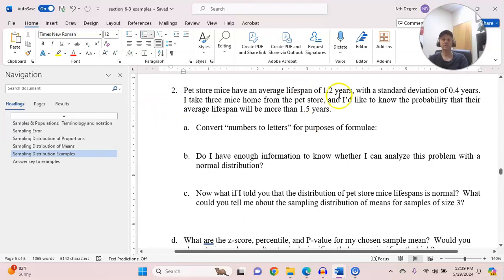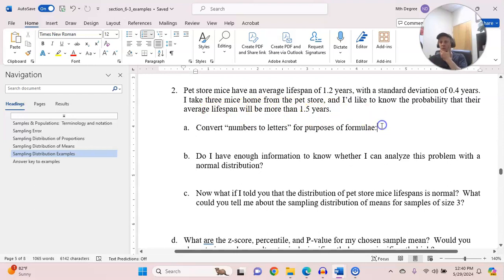Pet store mice. I've been an avid mouse keeper for a decade now. I actually get my mice from breeders now, but I've gotten many in pet stores. All right, so pet store mice have an average lifespan of 1.2 years. That's pretty close to the average, actually, with a standard deviation of 0.4 years. I take 3 mice home from the pet store, and I'd like to know the probability that their average lifespan will be more than 1.5 years.